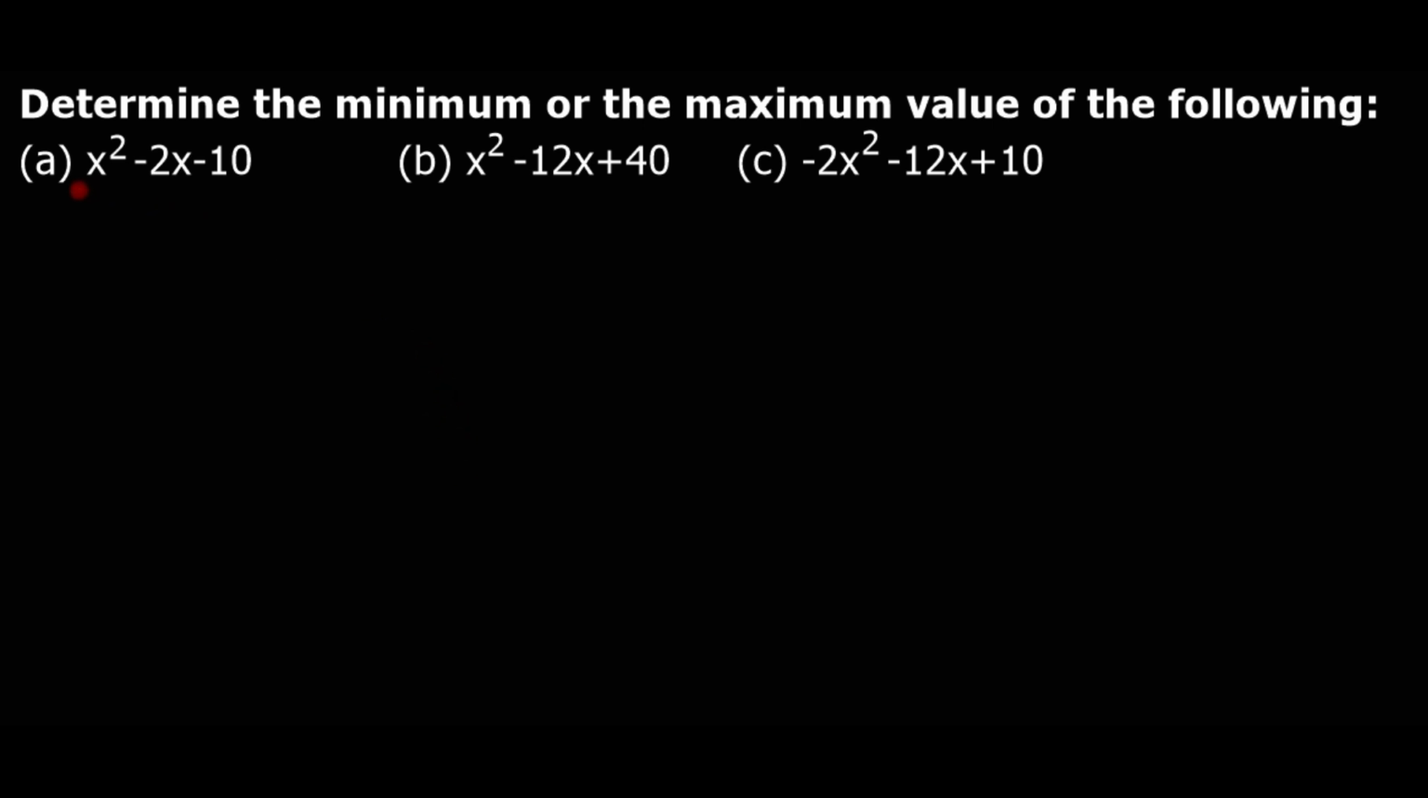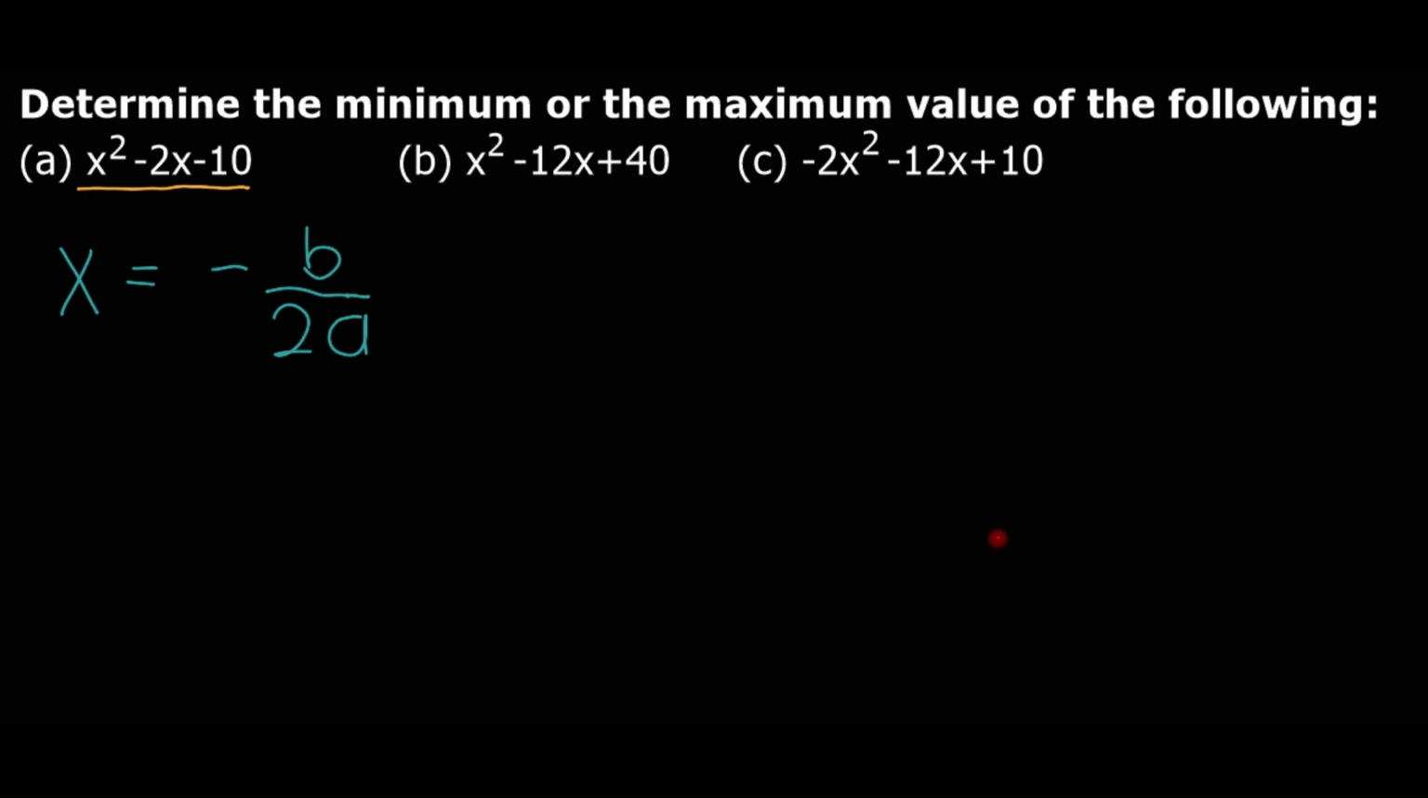Let's see. We will use this formula: x equals minus b over 2a. This formula helps us find the x value of the turning point, that is, it helps us find p. And then once we can find the x value of the turning point, we will be able to get the y value of the turning point. Because we take this x value, substitute it, and then we can get the y value of our turning point, which is q.